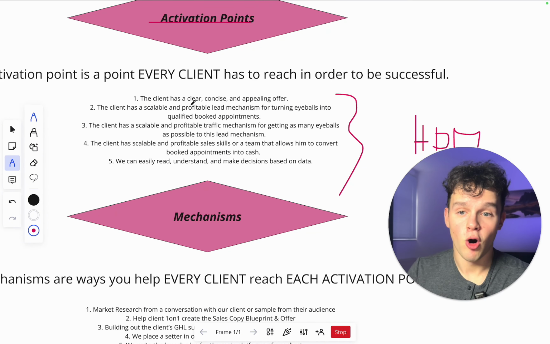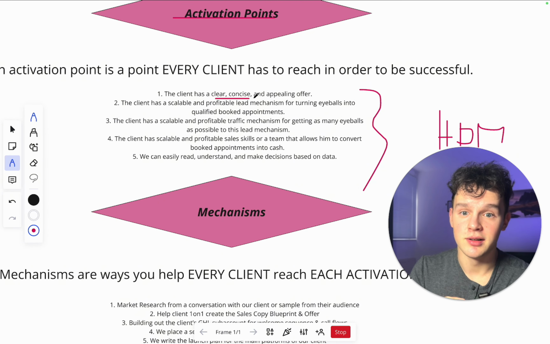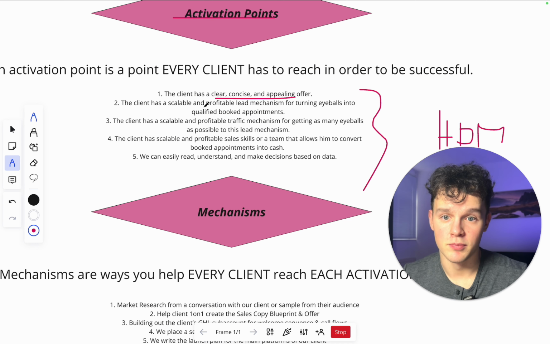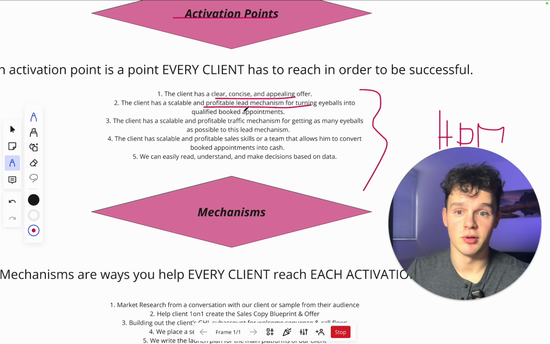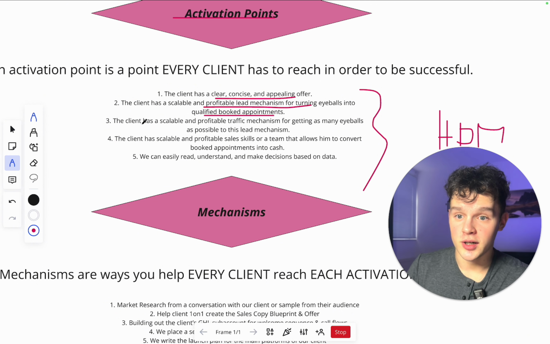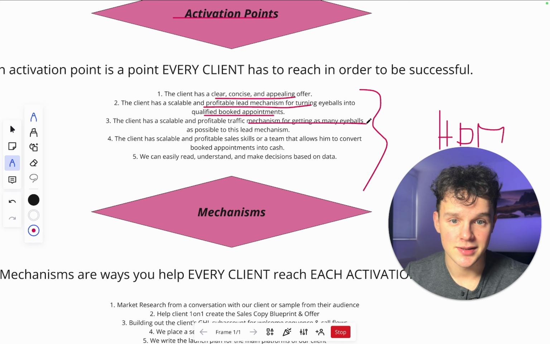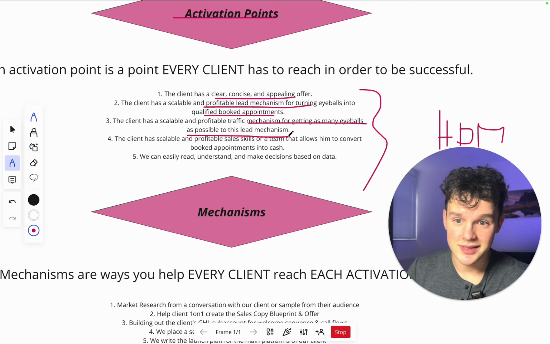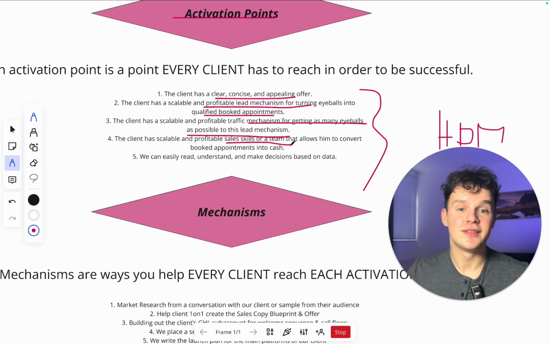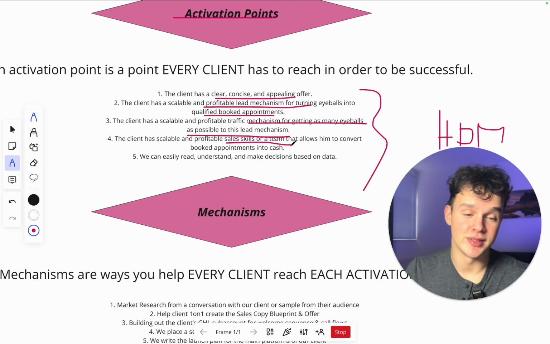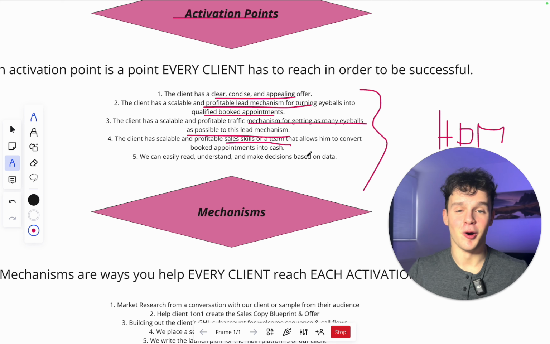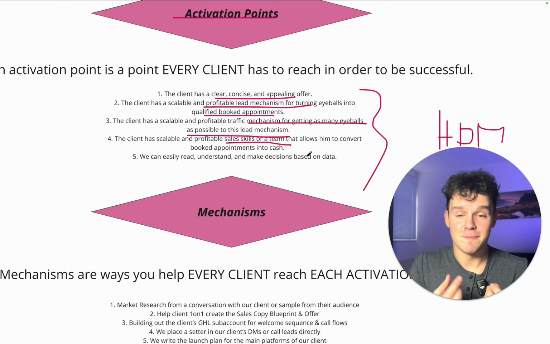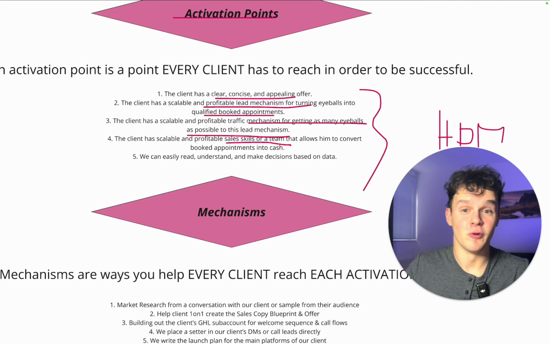So first of all, in our activation points, the client has to have a clear, concise, appealing offer. Second of all, they have to have a scalable, profitable lead mechanism for turning eyeballs into qualified booked appointments. Third, the client has to have a scalable and profitable traffic mechanism for getting eyeballs to the lead mechanism. And then fourth, they have to have sales skills or a full team that allows them to convert booked appointments into cash and actually get people in the front door and buy from them instead of just goofing around.